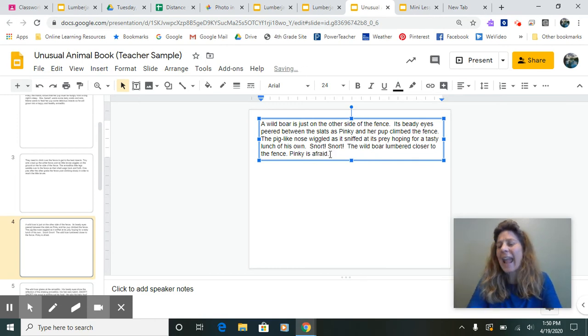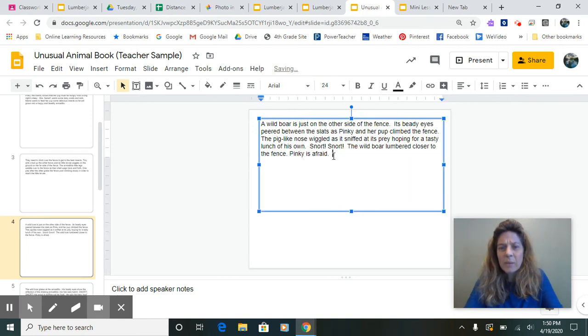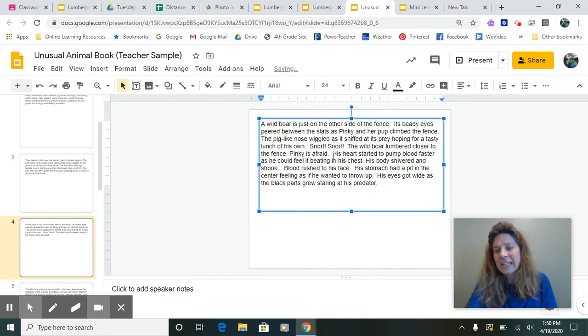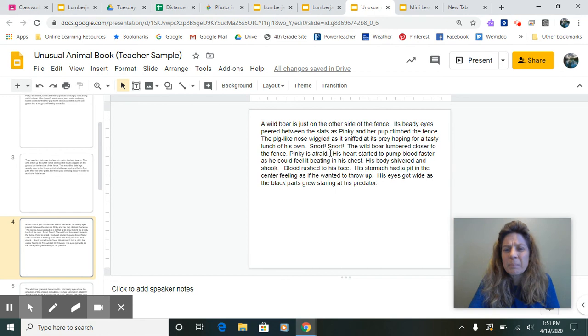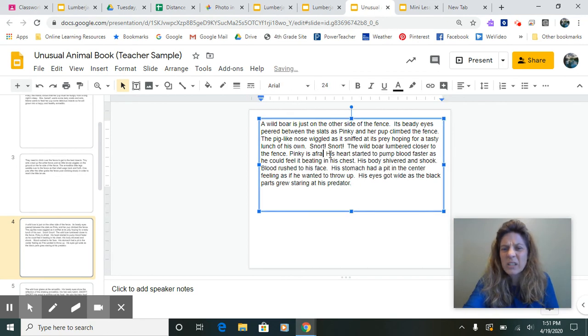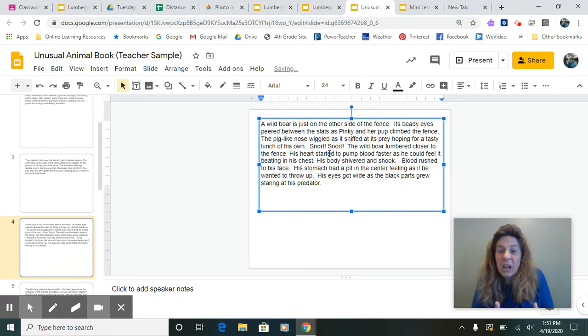Or I'm going to just add my detail from being afraid. So I'm going to add my detail here. I typed it ahead of time and put it there so you didn't have to watch me type again. I added all of that detail, but I'm going to take out this part right here because I don't need that anymore. I don't have to tell he's afraid. I used, his heart started to pump the blood faster as he could feel it beat in his chest. His body shivered and shook. Blood rushed to his face, and I continued on.